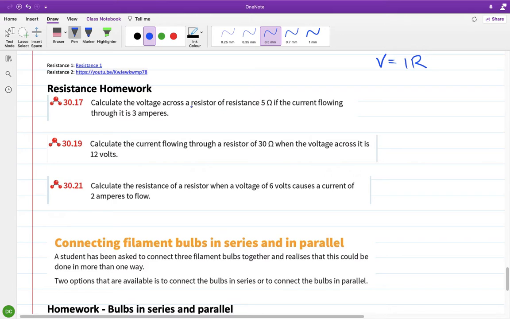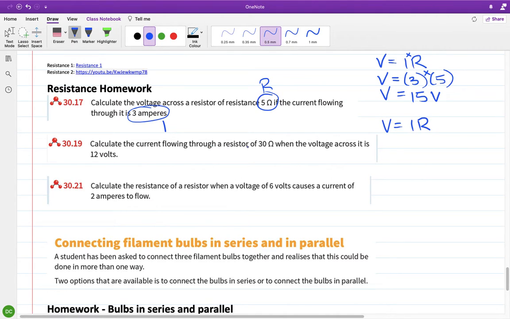Calculate the voltage across a resistor of resistance 5 ohms. So 5 ohms is a resistance. If the current flowing through it is 3 amps, that's a current. Let's put them in. V we don't have, so leave it as V. I is 3, and R is 5. Between I and R there's a multiply sign, so we are multiplying 3 by 5, which is 15, and the unit for voltage is volts. That's the first one.